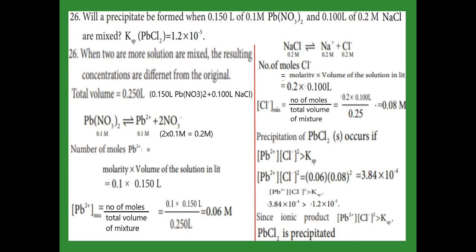Then the total volume of these two solutions: the volume of lead nitrate is 0.150 liter, and the volume of sodium chloride is 0.100 liter. So the total volume is 0.250 liter.